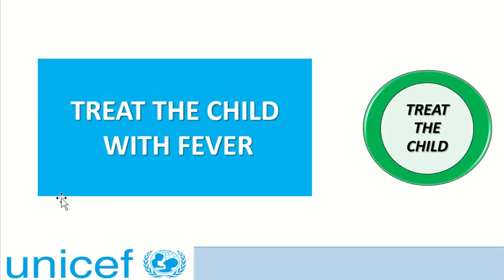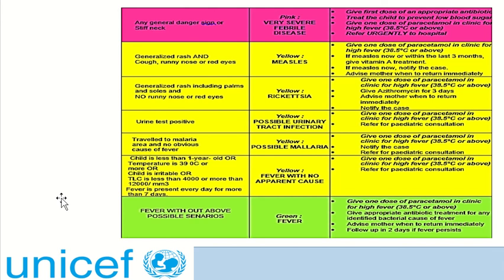And now we go to the treatment section. Treatment section for a child with fever. As seen, every classification has a specific treatment. For measles, for instance, we should give 1 dose of paracetamol in the clinic if fever is high, 38.5 or more. If measles now or within the last 3 months, we should give vitamin A. If measles now, we should notify the case. We advise the mother when to return immediately.